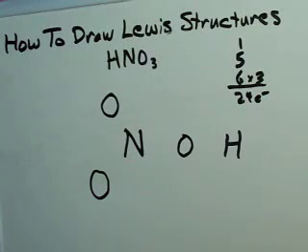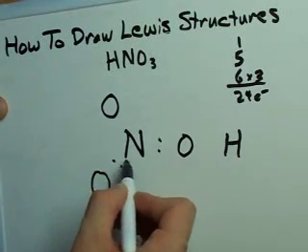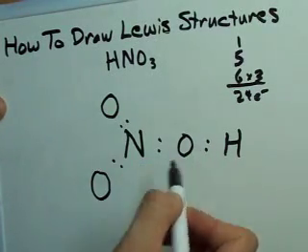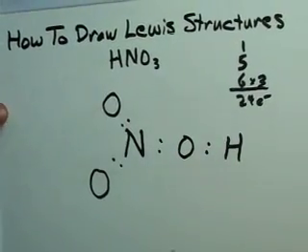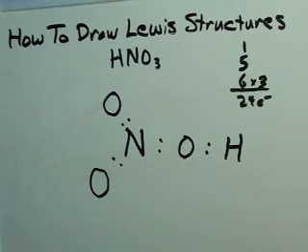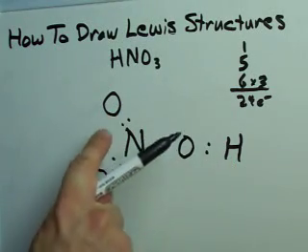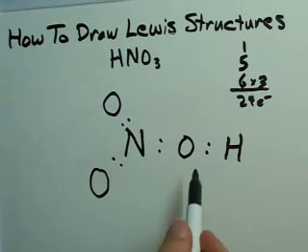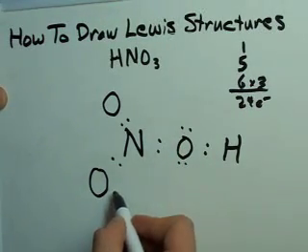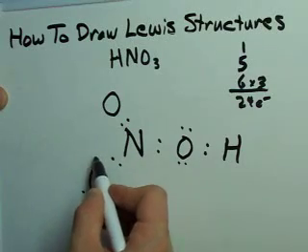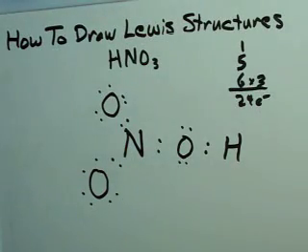We always begin by placing electrons where bonds need to be. 1, 2, 3, 4, 5, 6, 7, 8. Before we add electrons to the rest of the atoms, always add the rest of your electrons to the surrounding atoms first. In this case, we already have 8 electrons. Let's put down 9, 10, 11, 12, 13, 14, 15, 16, 17, 18, 19, 20, 21, 22, 23, 24.